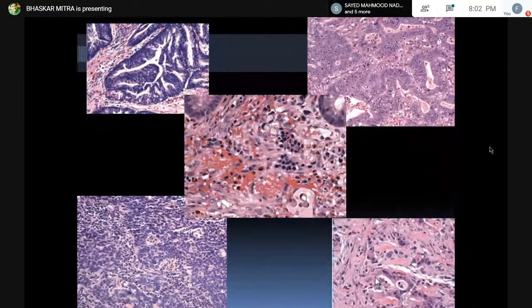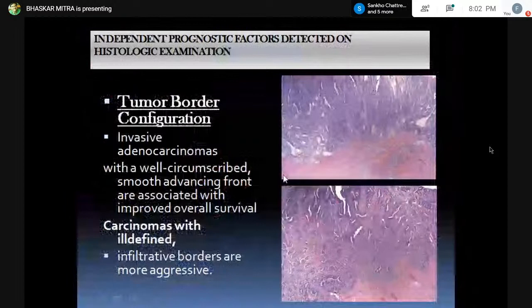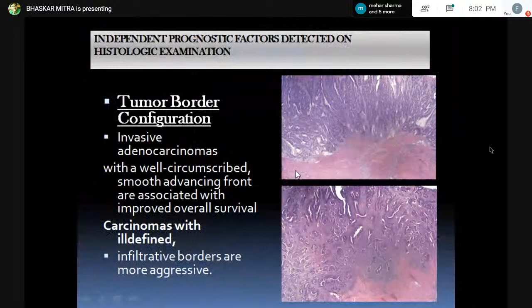Now, another is tumor border configuration. If the invasive border is well circumscribed, with a small, well-advancing front, then it has improved and better survival in those colonic cancer cases. Compared to those cases with ill-defined or infiltrative borders, these tumors are more aggressive. So the tumor border configuration again becomes an independent prognostic factor in determining the prognosis.